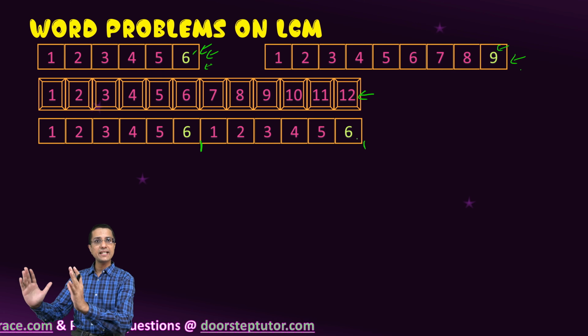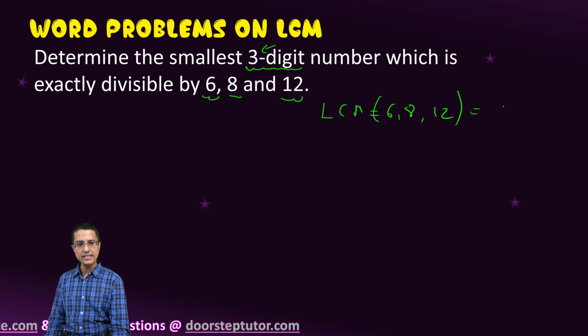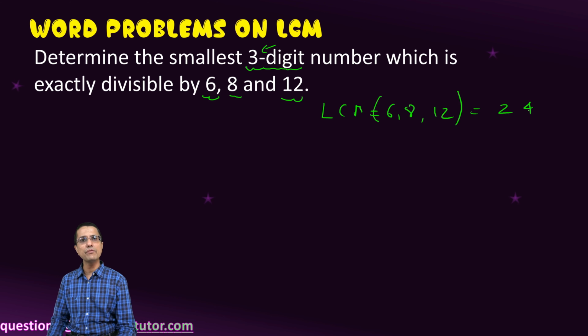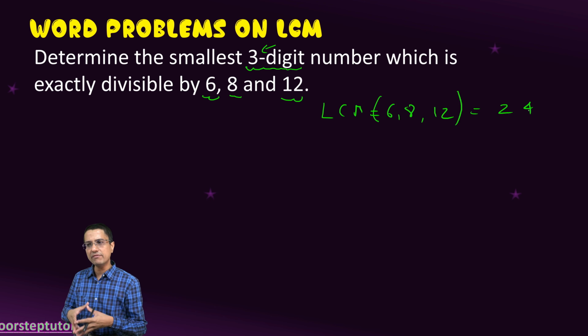So LCM of 6, 8 and 12, we can find it out, and this comes out to be 24. So we'll use our method, the division method, and we'll find out the LCM of these three numbers, and it will come out to be 24. But that is not the trick here. 24 is not a 3-digit number.